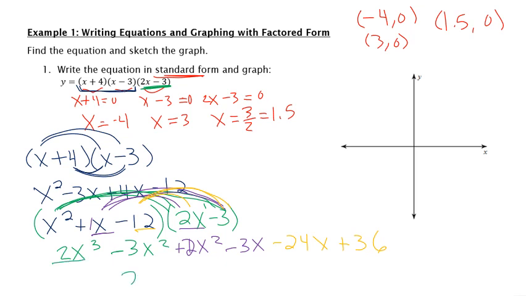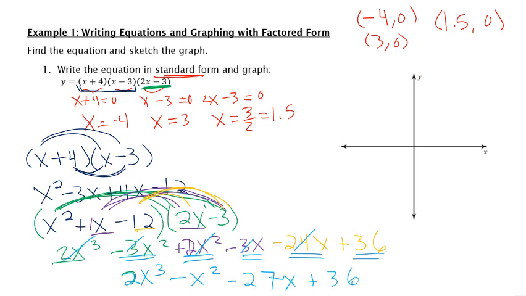So I have 2x to the third. I'm going to cross that out. Negative 3x plus 2x squared is negative x squared. Negative 3x minus 24x is negative 27x. And then positive 36. Or 36, not x. So I'm going to write a y equals in front because this is still a function.